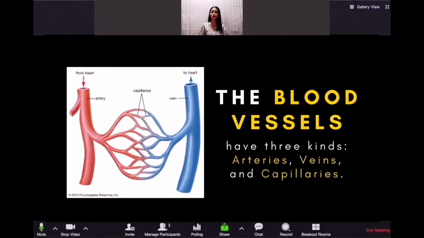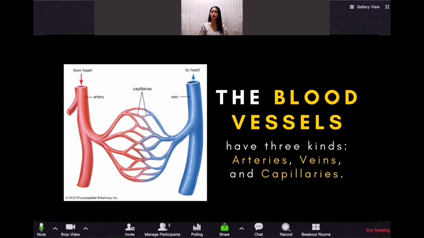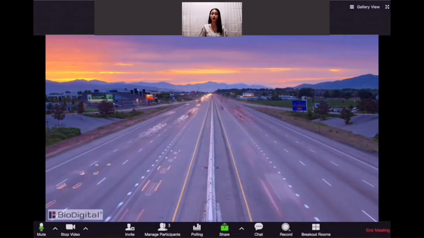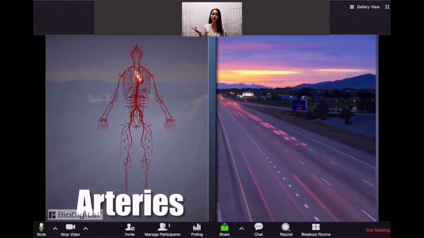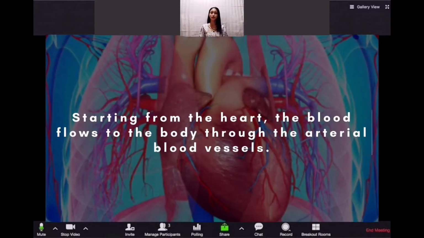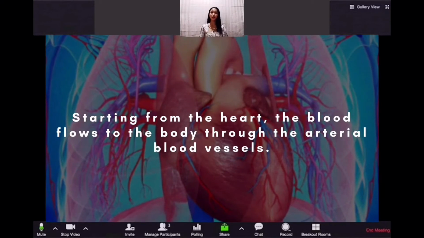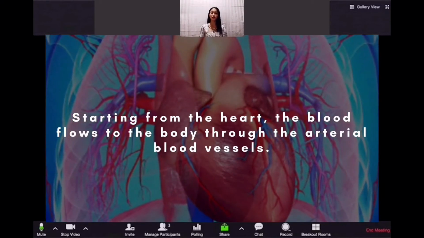There are three kinds of blood vessels: the arteries, veins, and capillaries. Each of them has a distinct role to play in the circulation process. Blood vessels are similar to a two-way highway system. One lane is the arteries, and the other lane is the veins. Starting from the heart, the blood flows to the body through the arterial blood vessels.